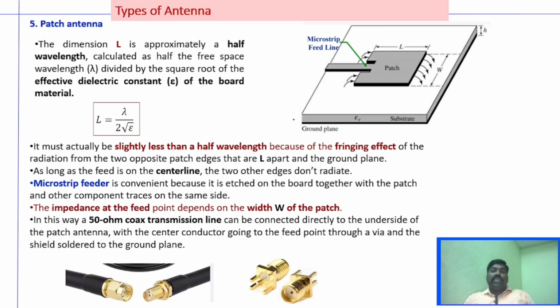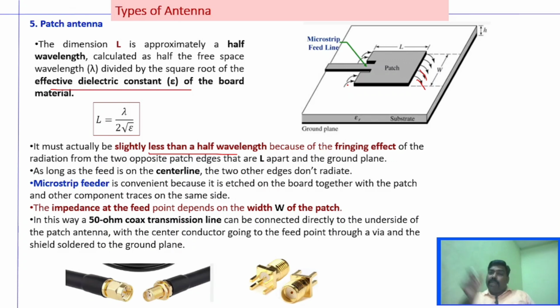And coming to the features, the length of the patch antenna is very, very important, right? That is, the length is given by L equals lambda by 2 root epsilon, calculated as half of the free space wavelength divided by the square root of the effective dielectric constant, right? And it is actually less than a wavelength because of the fringing effect. In order to overcome the fringing effect, we will have less than half of the wavelength, right? What is the fringing effect? You can see the fringing effect, that bending of waves at the corners, is known as the fringing effect, right? And as long as the feed is in the center, we can overcome this fringing effect.